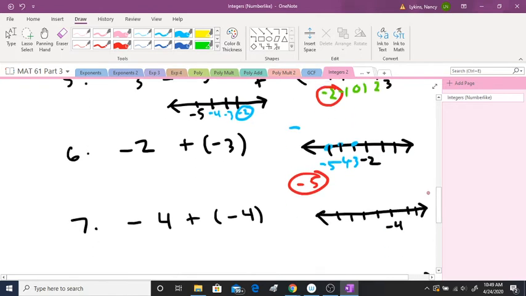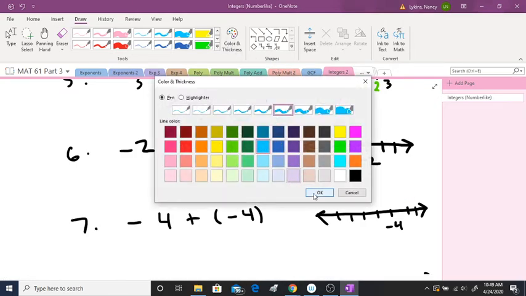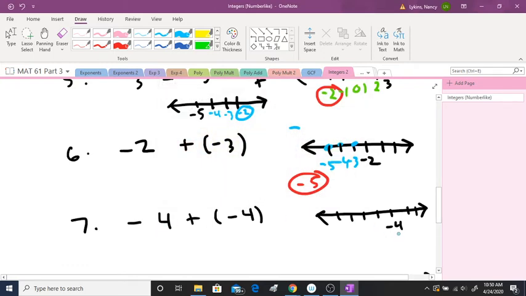Now this is one that typically when we see this, we think we can cancel out and it's going to be 0. Well, this is not the case in this example. Think about this. You start at negative 4 right here. This right here means you're adding another negative 4, so it means I'm going to the negative end. Negative 5, negative 6, negative 7, negative 8. That is my answer, negative 8.